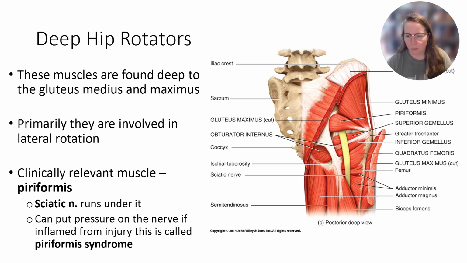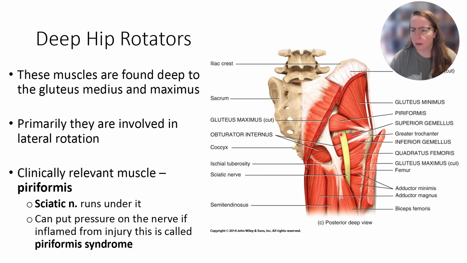Now, if we take away our gluteus maximus, we take away our gluteus medius, now we can see a lot of these deeper muscles here. And they're called deep hip rotators because a lot of times what they're doing is rotating the femur, okay? We're going to learn most of these in lab, but the one that I want to bring to your attention today is this one here, your piriformis, okay? Kind of shaped like a pear. It's really fat on one end and kind of skinny on the other.